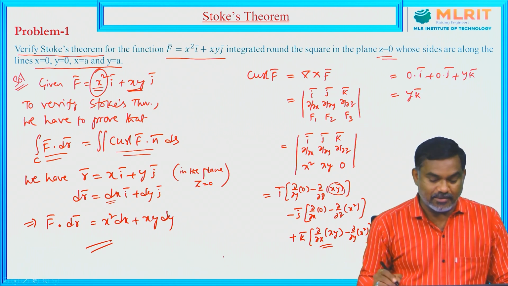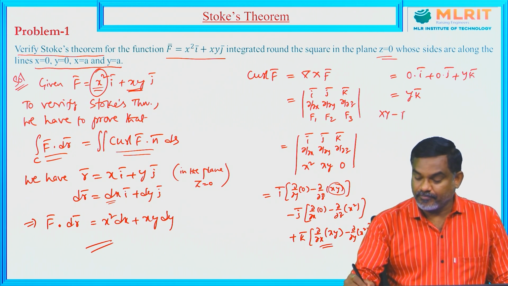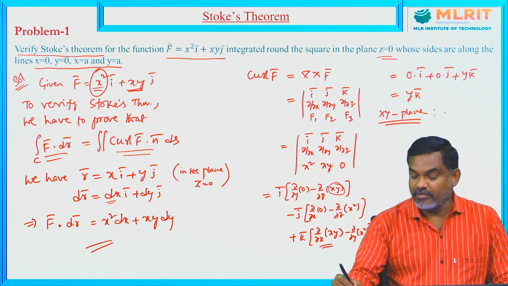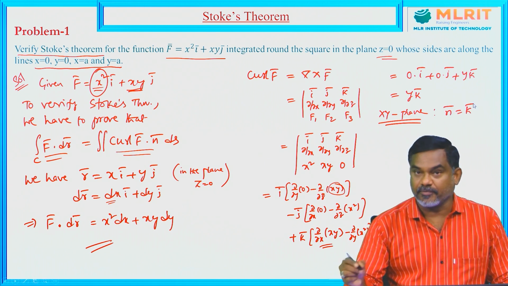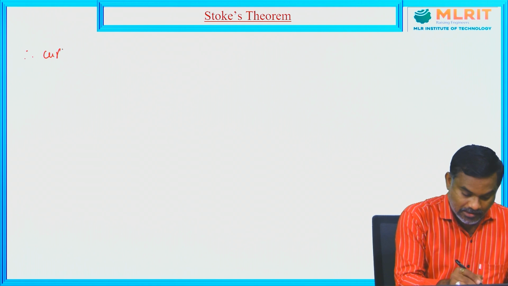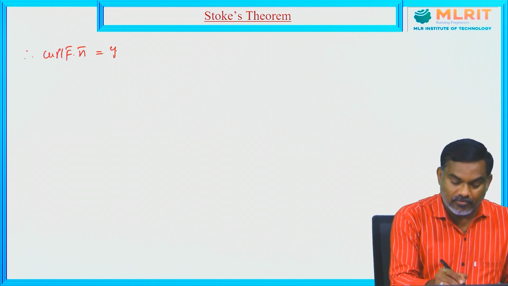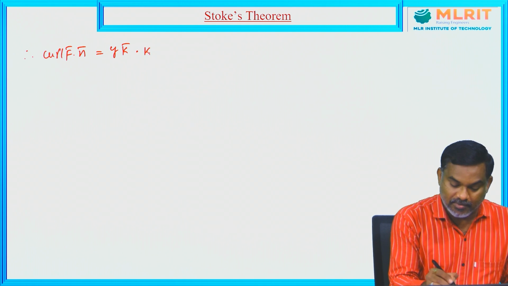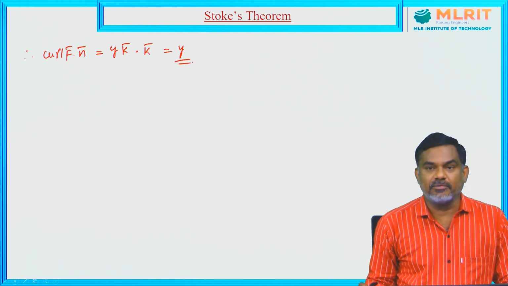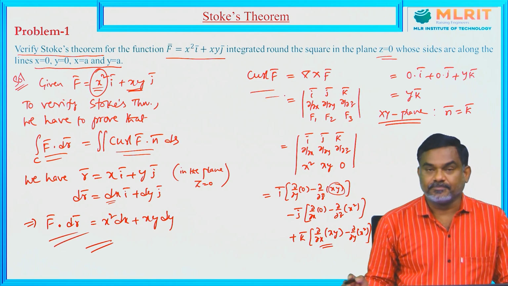Now what is n bar? In the case of the xy plane, the outward drawn unit normal vector n bar is simply k bar. So therefore curl f bar dot n bar is equal to, what is curl f bar? y k bar dot k bar. The answer is y. So we have evaluated both f bar dot dr bar and curl f bar.